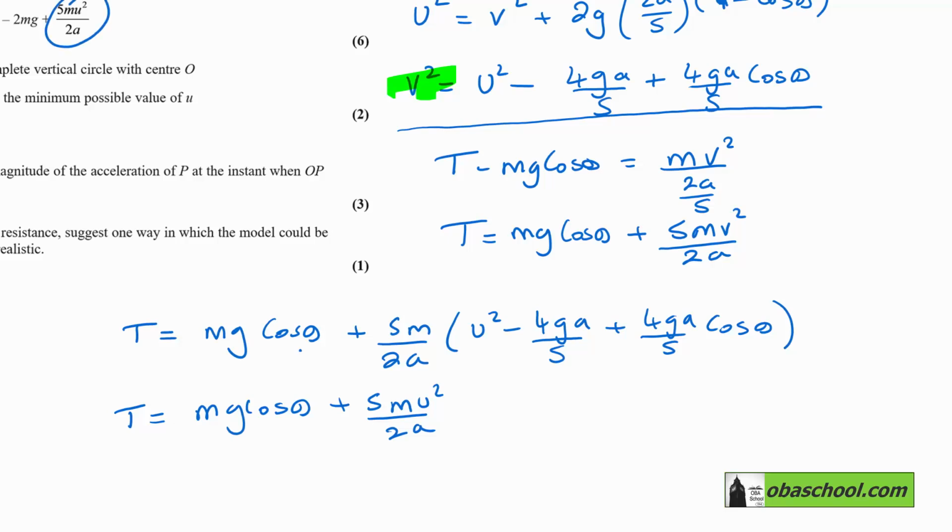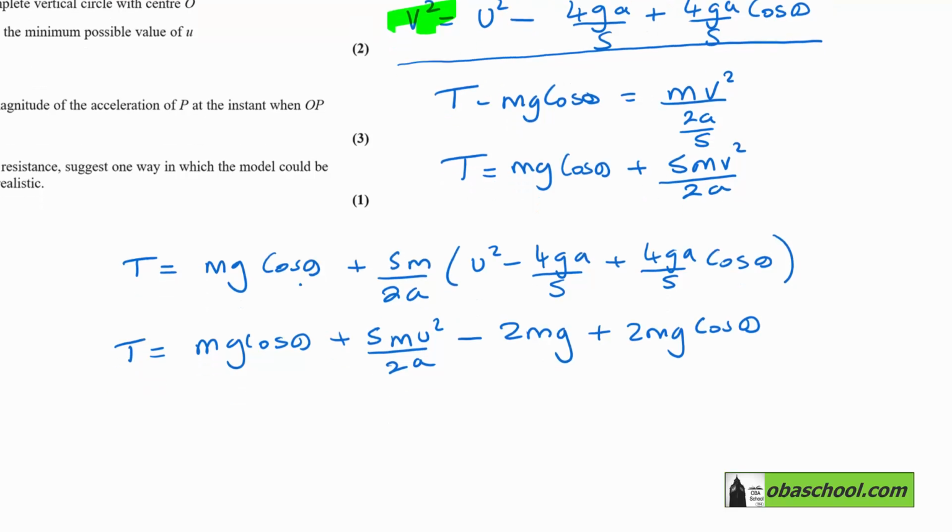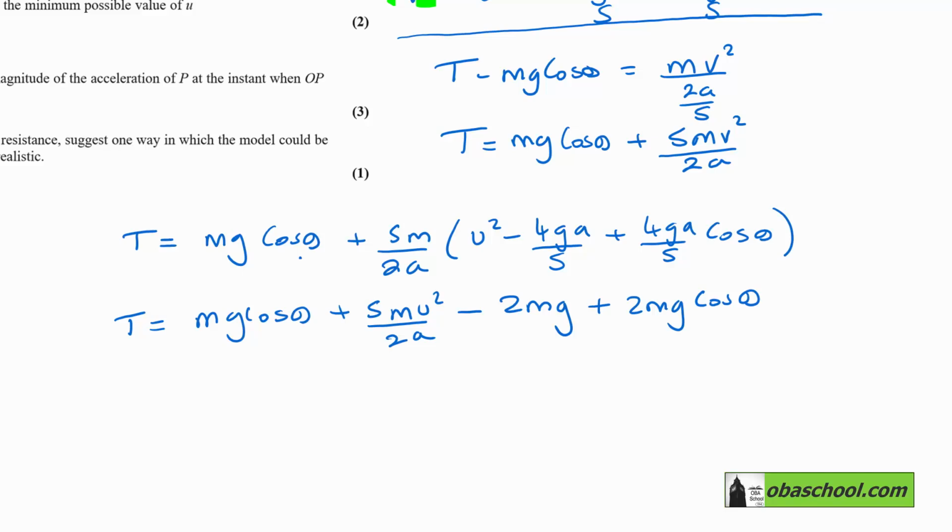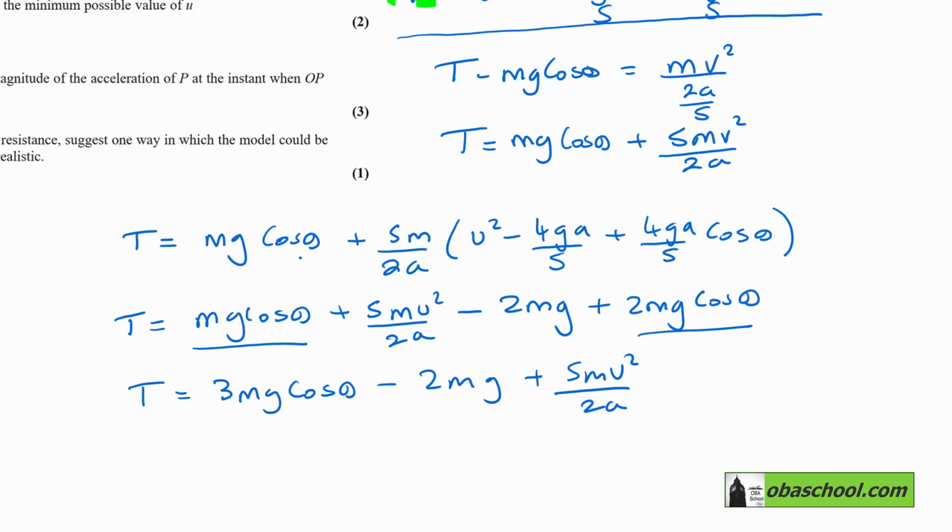So that's good news. Then we have, take away, with all the cancelling, 2mg. And then with all the cancelling that we can do, 2mg cos theta. And so we can put these together, giving us 3mg cos theta. Then we've got the minus 2mg, and we'll put the 5mu squared over 2a last, and that is the expression that we were trying to show.